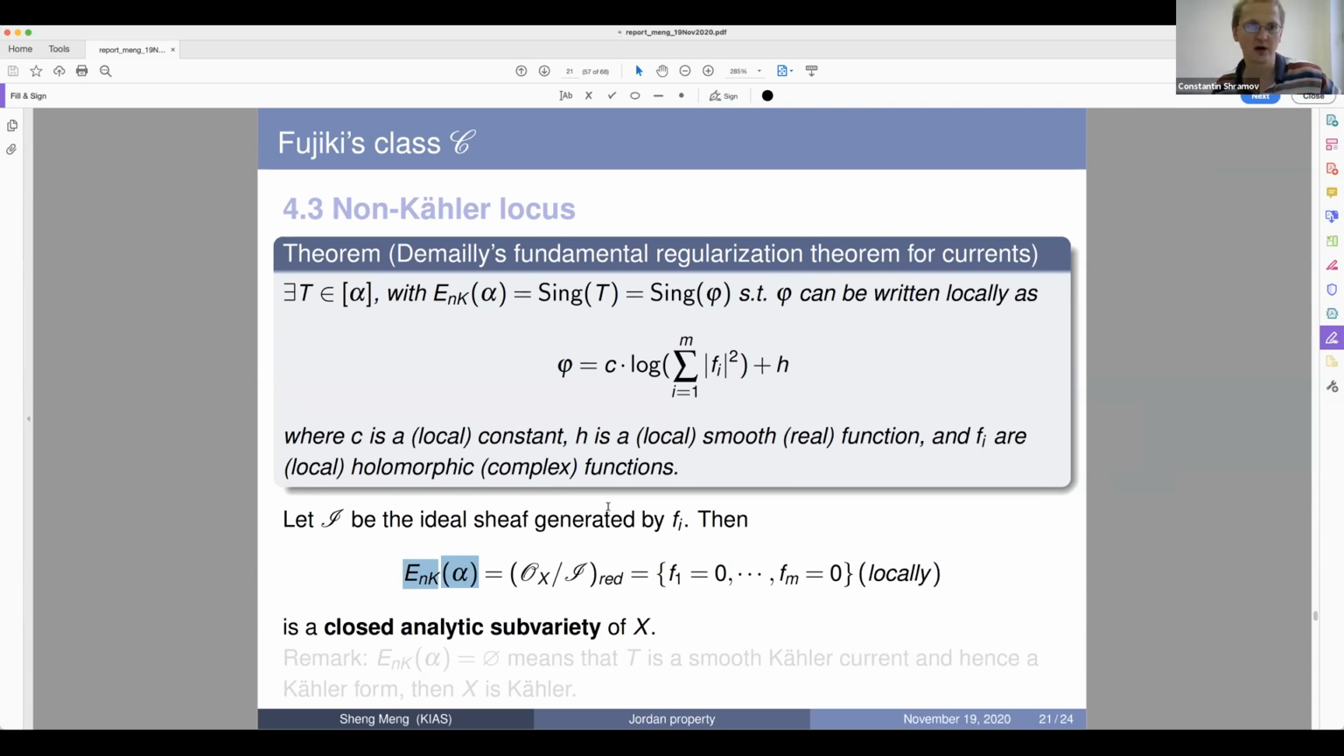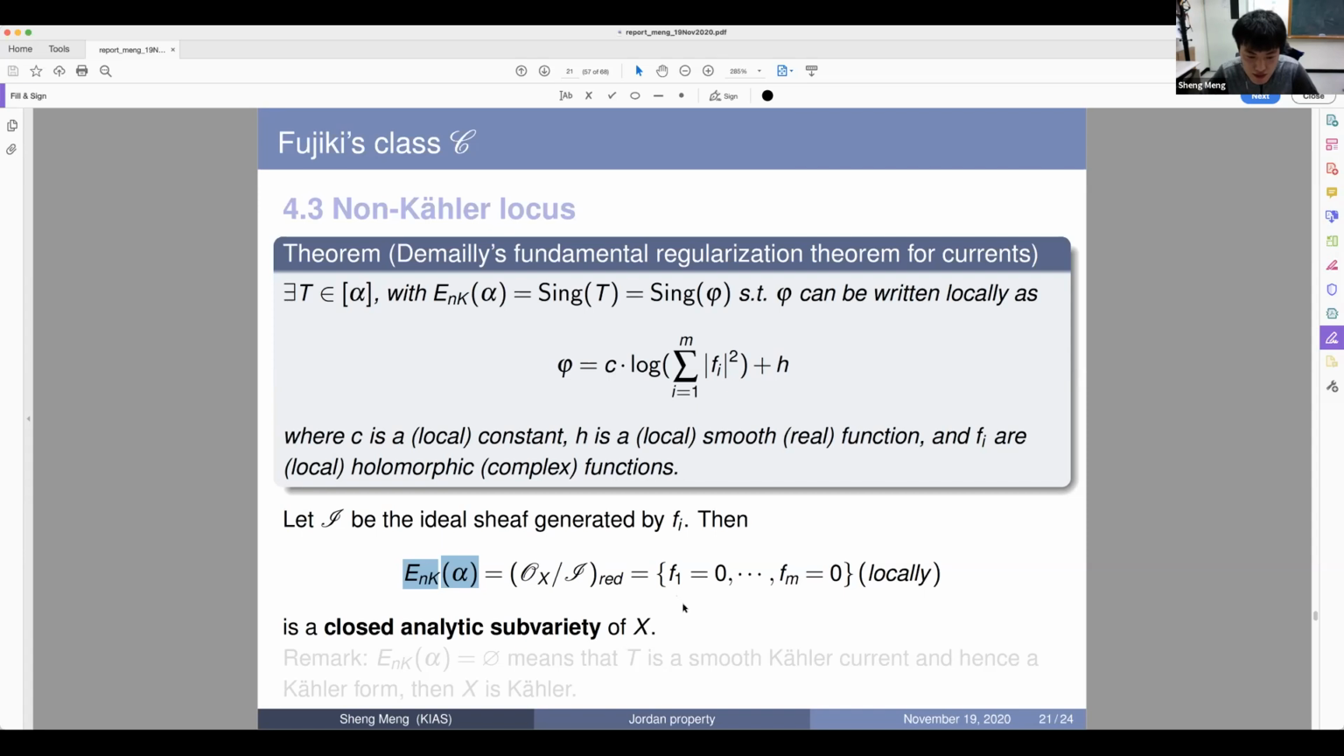I never saw this result, because this is also a famous result by Demailly and Paun. They assume nefness. Nefness is important. Yeah, I see.